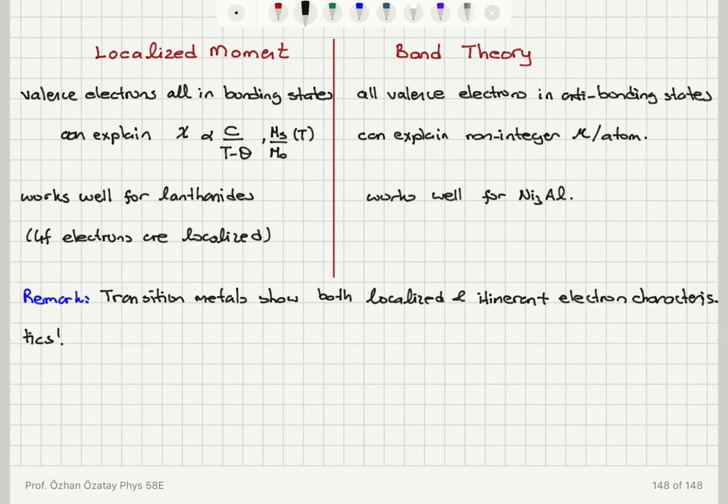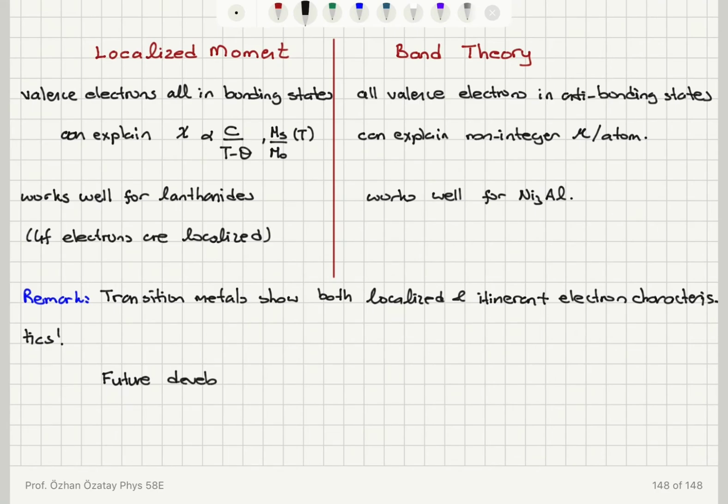Now, our understanding of the ferromagnetism and calculation of magnetic moment per atom is, as you can see, too complicated. There are two different views. We can assume that all moments are localized, or we can assume that all moments are due to free electrons. But a more sophisticated theory can account for the magnetic moment per atom.